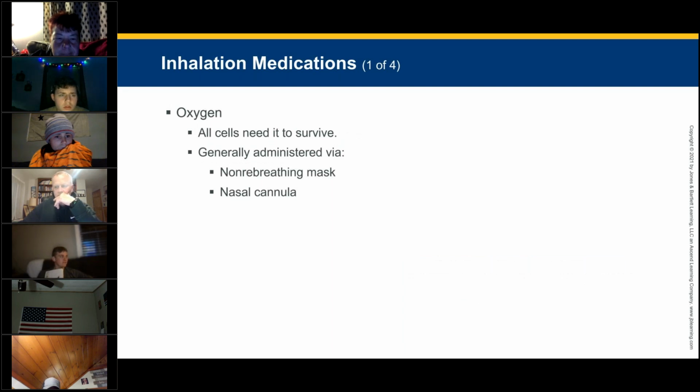Oxygen is by far the most commonly administered medication in the pre-hospital setting. All cells, especially those in the heart and brain, need the oxygen to function properly. Generally, this is administered via a non-rebreathing mask at 10 to 15 liters per minute, or via a nasal cannula at 2 to 6 liters per minute.